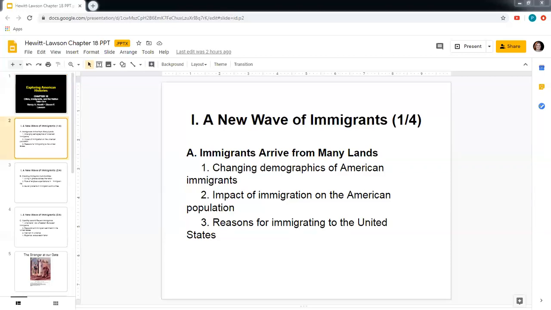By 1910, 1/3 of the U.S. population was foreign-born or a first-generation American. Again, 1/3 of all people in the United States by 1910 were either born in another country or were the first person in their family to be born in the United States.